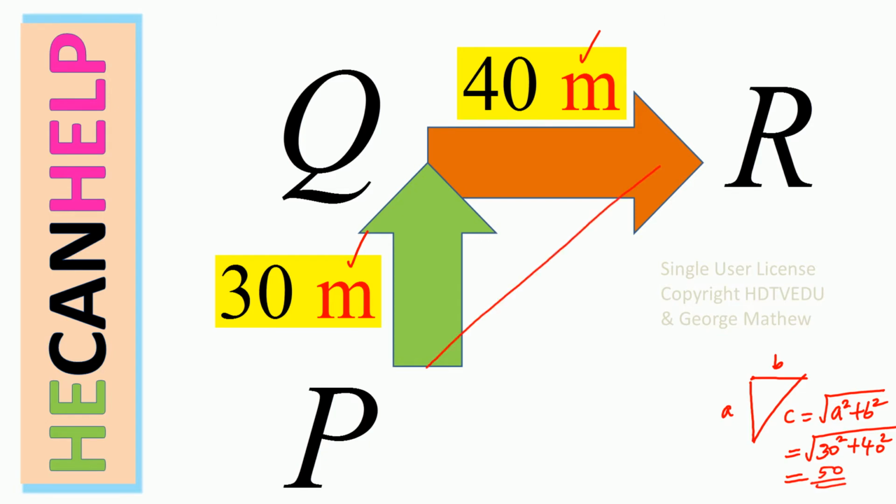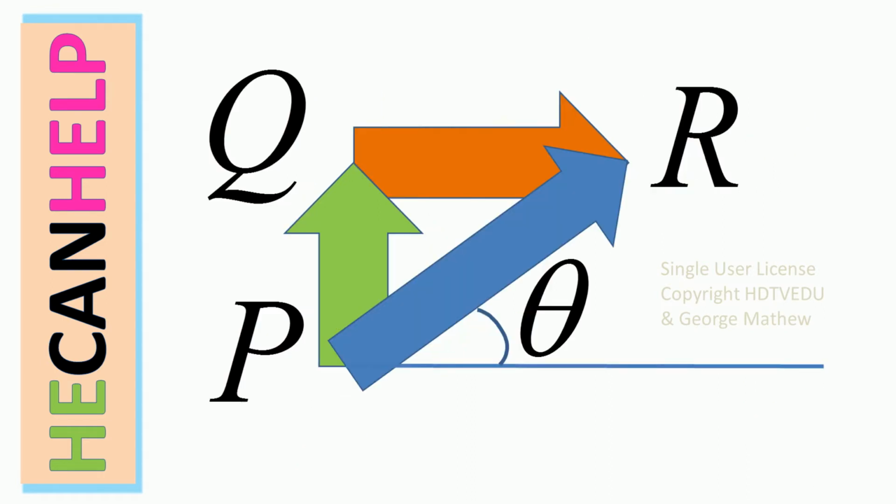The direction is headed from P to R. Now the question is, what is this angle with respect to the horizontal? So let theta be the angle with respect to the horizontal.